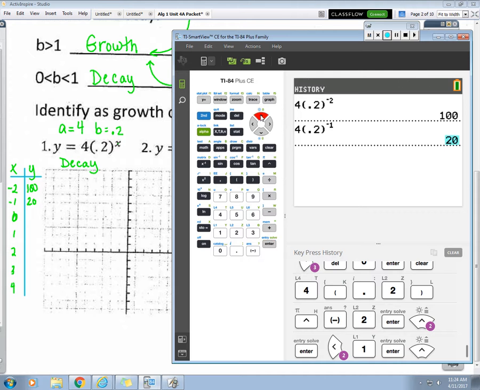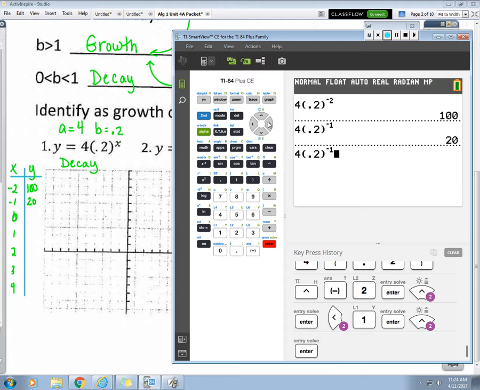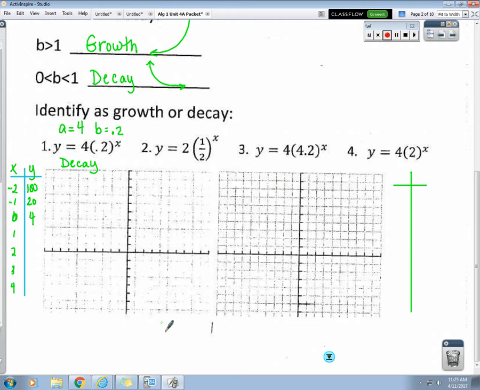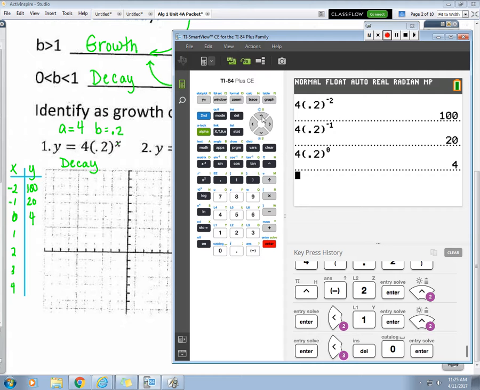Okay, so now we're going to plug in a 0 for the x place to figure out what its y value will be. Make sure you delete out that negative sign first, and then cover up the number with a 0, and you get 4. So the next number we're going to put in the x is a 1.